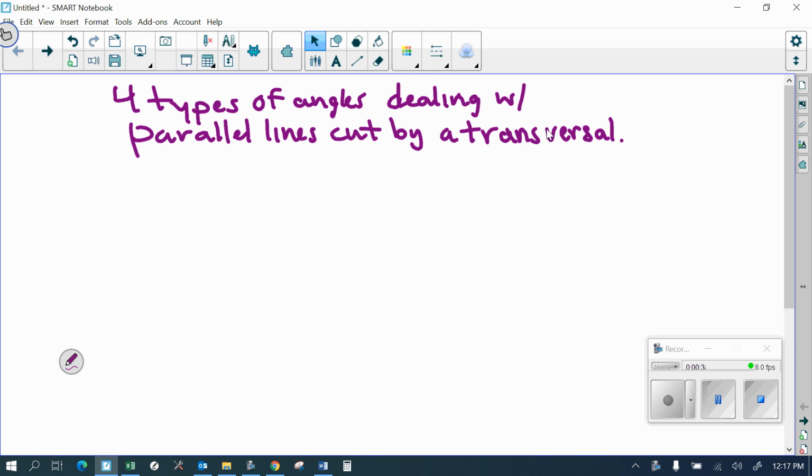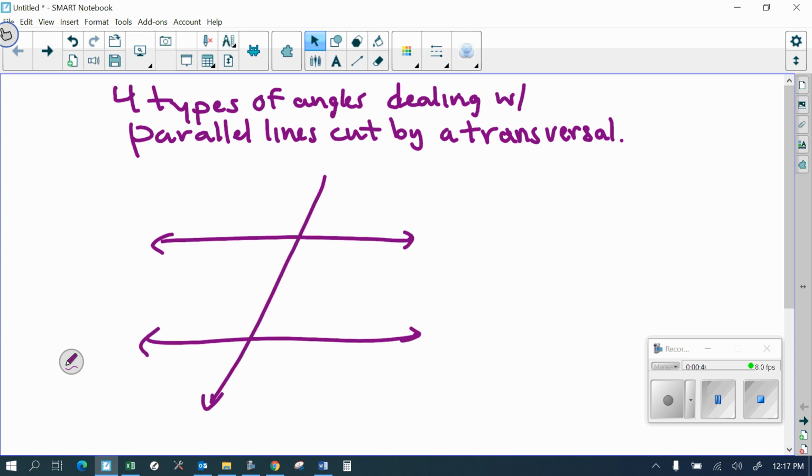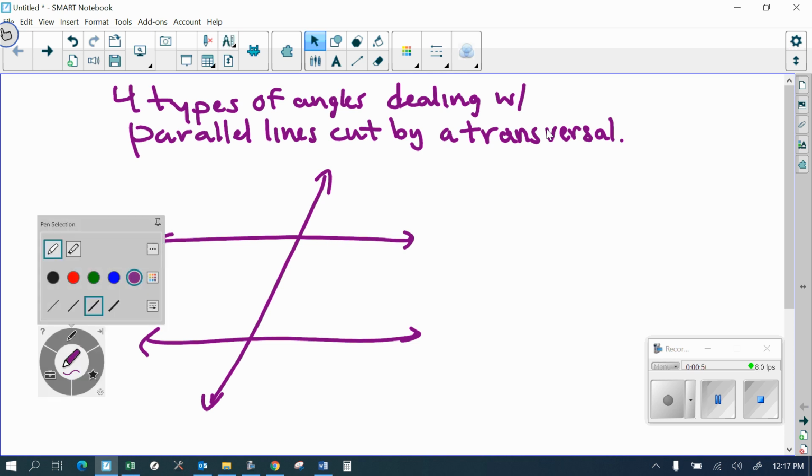Okay, so let's say we have these 2 lines cut by a transversal. How do we show that they're parallel? You should know that symbol by now. Same number of arrows in the same direction. So now those lines are parallel.